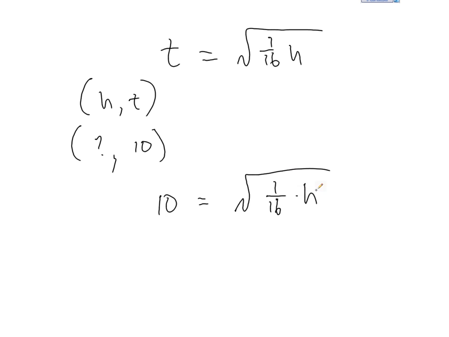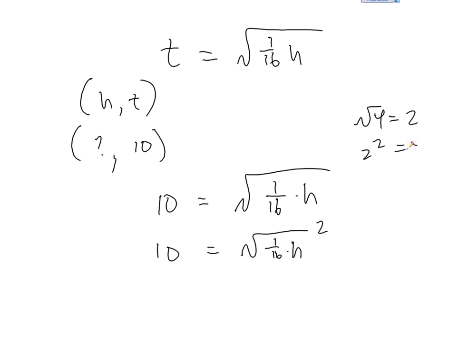Well, the question is, how do I get h out of the square root? The first thing I need to do is get rid of the square root so I can operate on what's down here. How do you get rid of a square root? What's the opposite operation? It's a square. So I would square both sides, and remember, the square of a square root, for example, the square root of 4 is 2, and 2 squared is 4. So if I take a square root of something and then square it again, I get exactly what I started with.